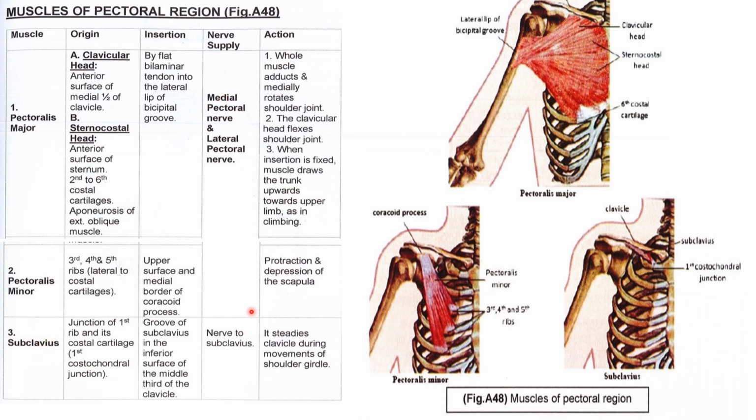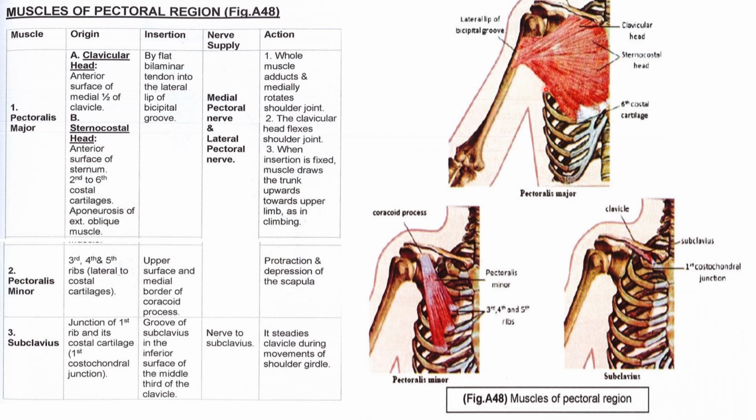So it's quite easier to remember the nerve supply of these muscles because they have a similar name as their muscles. Now let's see the actions. So the pectoralis major, which is right here, it abducts and medially rotates.